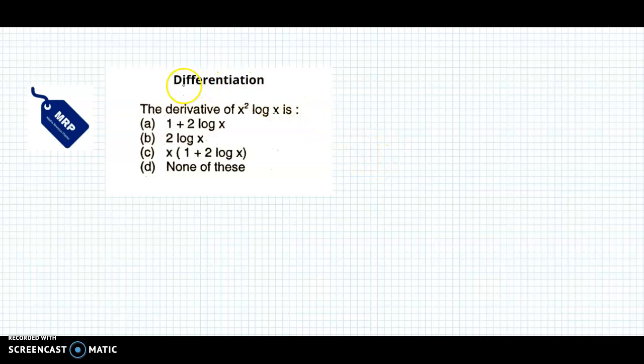Hello and welcome back. We now take an example from differentiation, and the question here is: the derivative of x square into log x is. So we assign the given function as y. So let y be equal to x square into log x. And now we differentiate with respect to x. We obtain dy by dx is equal to.